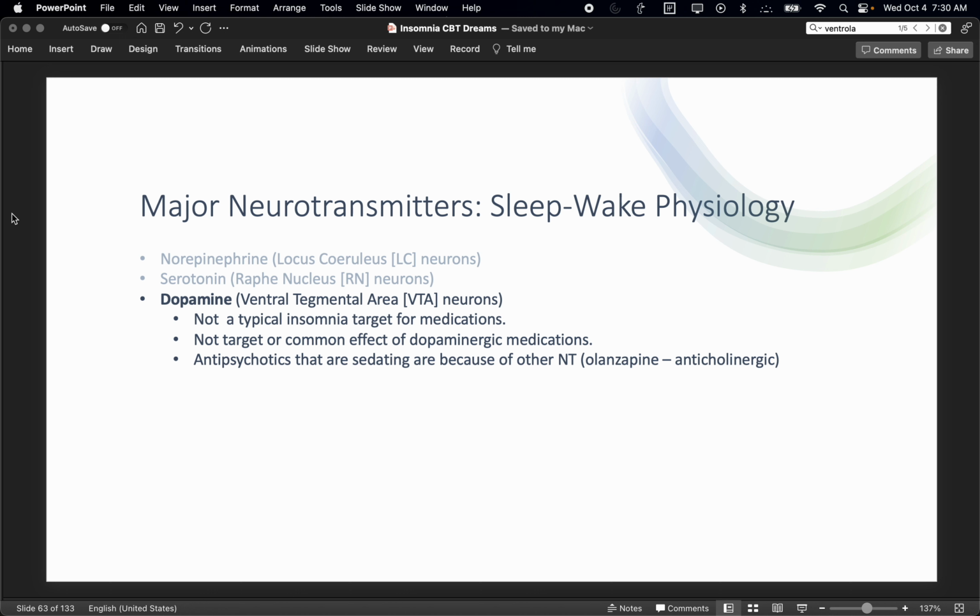Dopamine originates from the ventral tegmental area neurons. It's also not a typical target for medications. It's not a common effect of those medications either. So if you're thinking of an antipsychotic as being sedating, again, it's because of other things. If you think of olanzapine, it's because it's anticholinergic. Same kind of story for quetiapine and other medications.